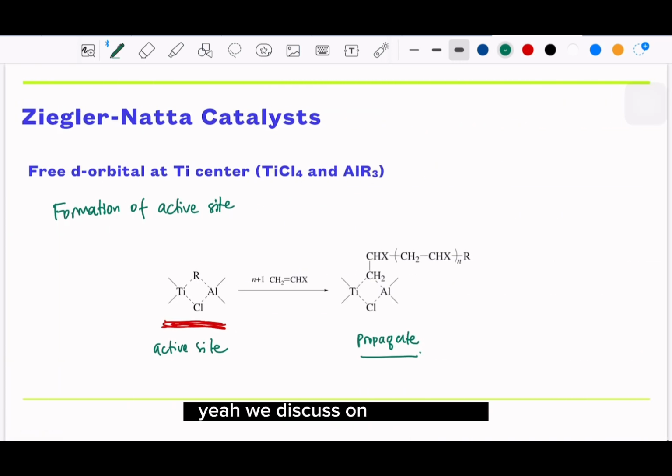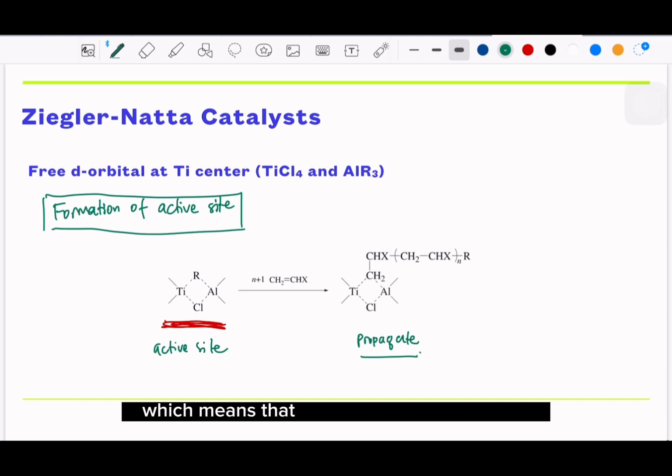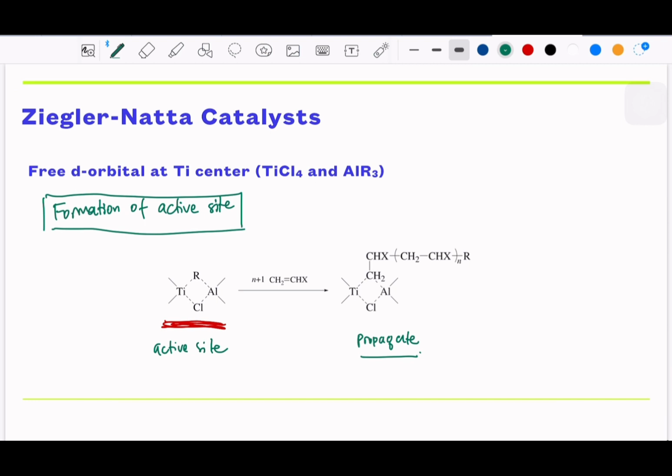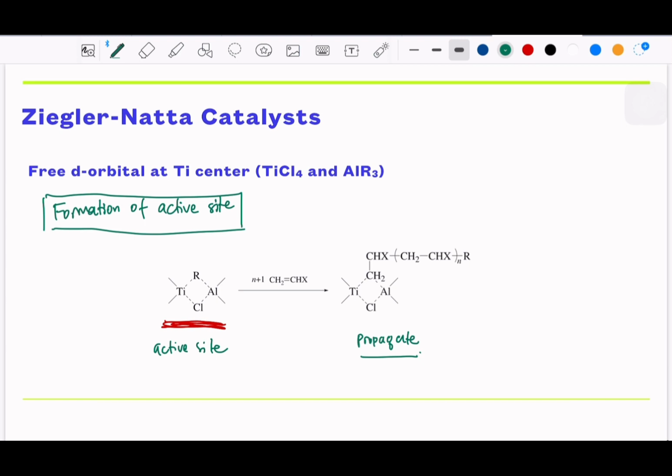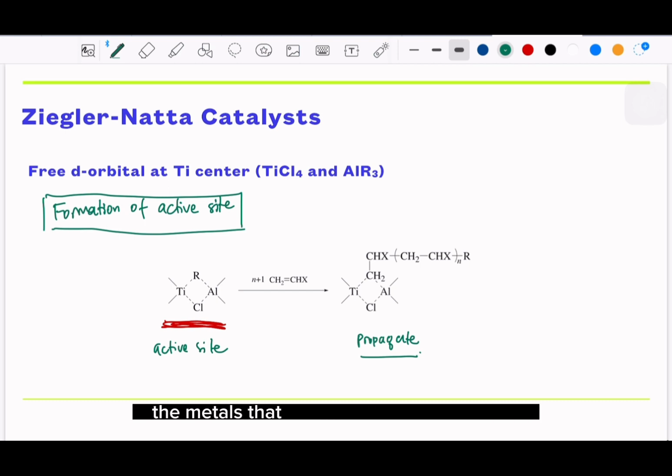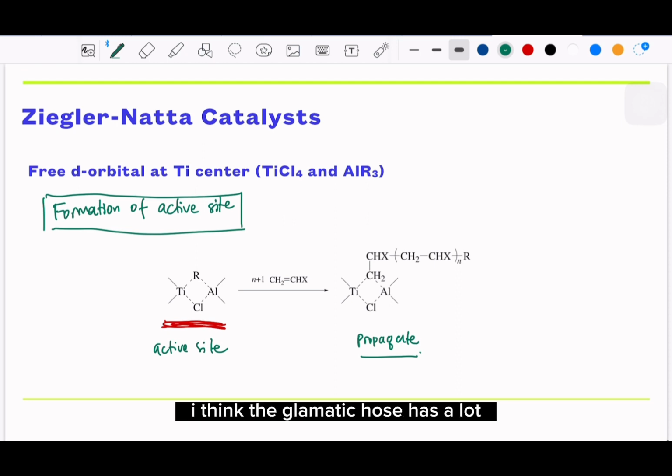And I think the last one, we discussed the process. So first we build the active site, the formation of the active site. As long as you get the idea. So we get the active site, which means it will be prepared through the catalyst, and this is our catalyst here. It's titanium chloride or aluminum. So titanium and aluminum are the metals that we build on. Ziegler-Natta catalyst has several types of catalysts, but this is just the essential one, the titanium.